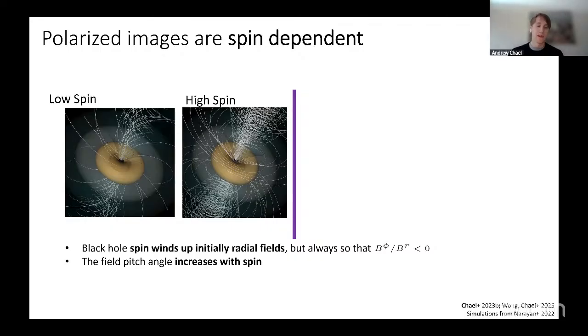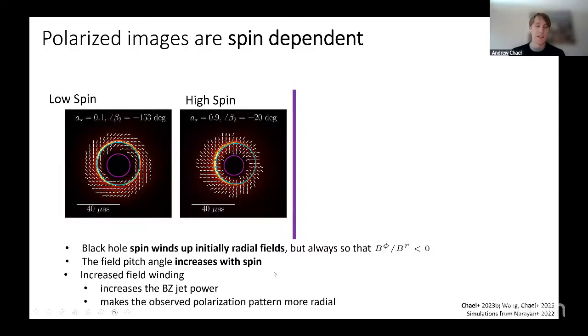So the black hole spin is essentially winding up these initially radial magnetic fields, always in the same sense, so that B phi is negative relative to Br. But how fast that B phi component is dominating over the Br component depends on the spin. For a low spin black hole, the fields wind up, but they wind up more slowly. Whereas in a high spinning black hole, the fields are winding up very quickly. And so you very quickly get magnetic fields which are basically entirely in the toroidal direction. And this manifests directly into the polarization in simulated images.